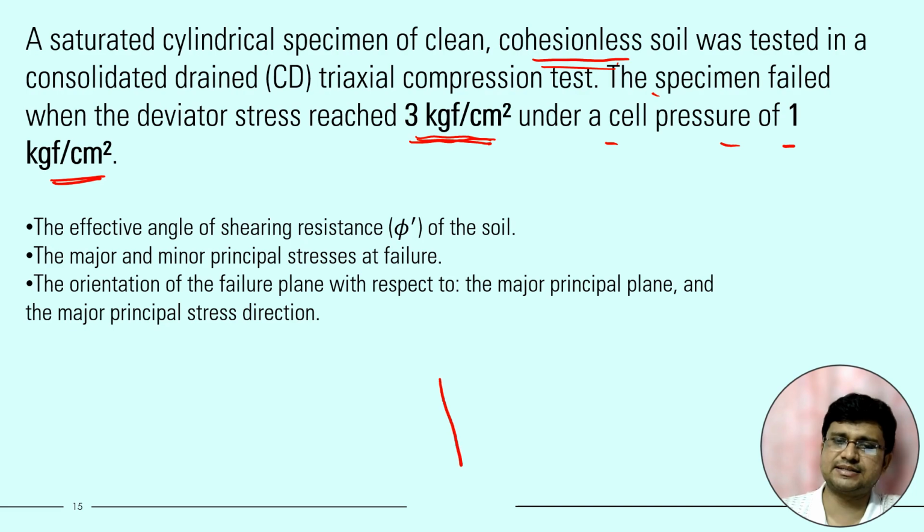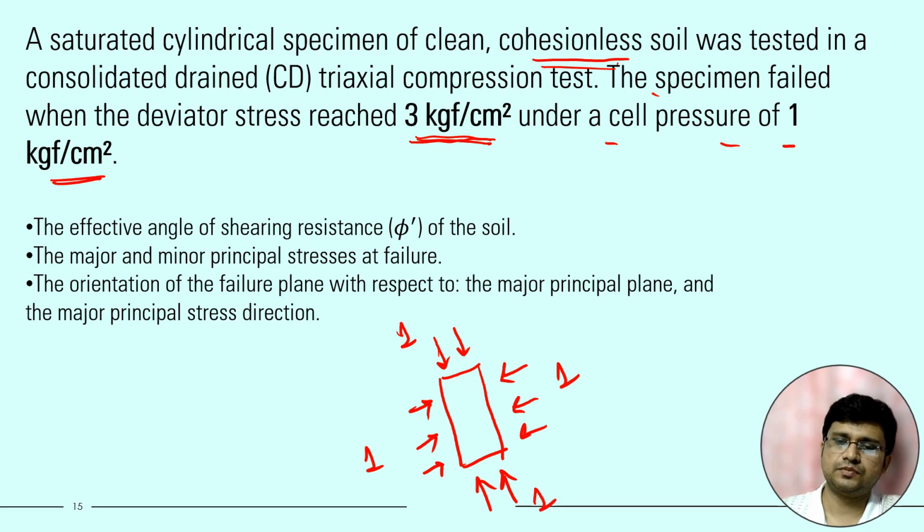That means for the triaxial test we give one cell pressure from all directions, that is 1. After that we increase the deviatoric stress, which is 3. Deviatoric stress is given in the vertical direction. So 1 plus 3, the vertical stress will be 4, and the horizontal stress will be 1. Deviatoric stress plus cell pressure will be the vertical stress. So this is the stress condition, and in this stress condition failure occurred.